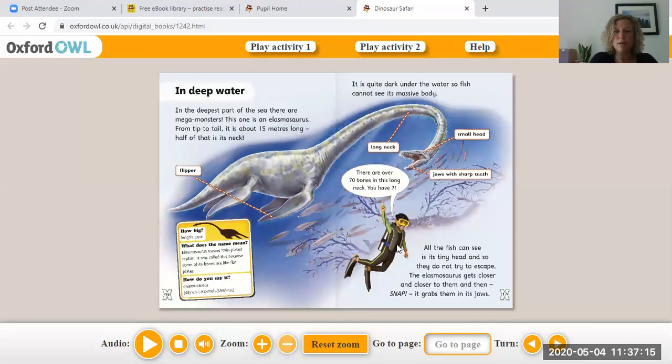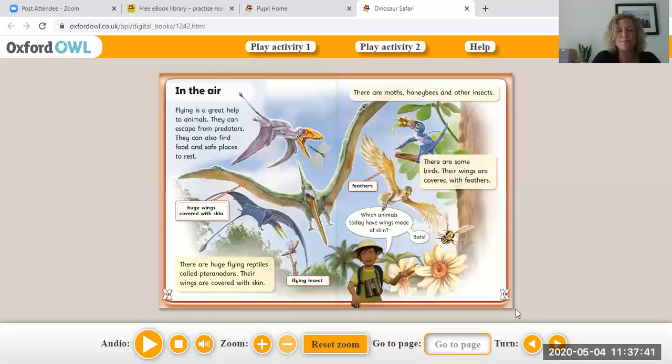Elasmosaurus. It is quite dark under the water, so fish cannot see its massive body. Long neck, small head, and jaws with sharp teeth. There are over 70 bones in this long neck. We have 7 in ours. All the fish can see its tiny head, and so they do not try to escape. The Elasmosaurus gets closer and closer to them, and then snap, it grabs it with its jaws.